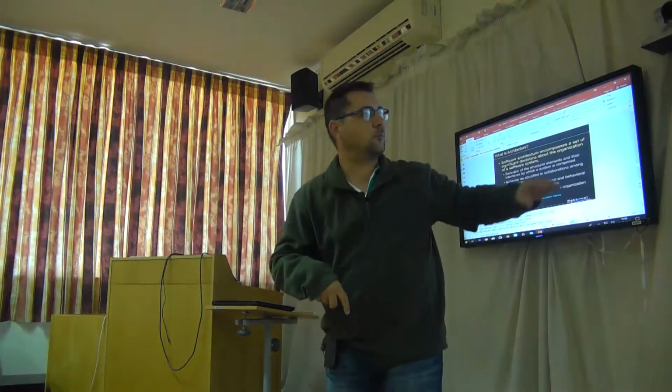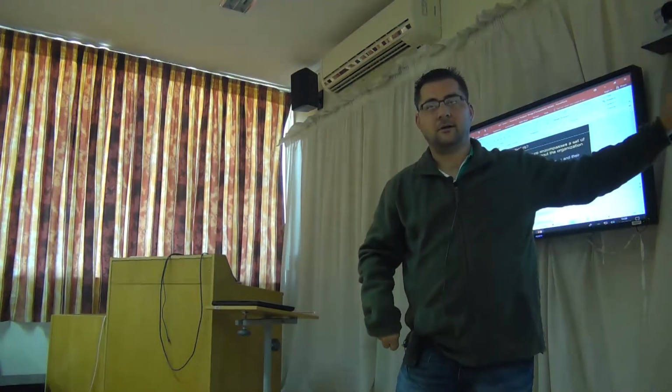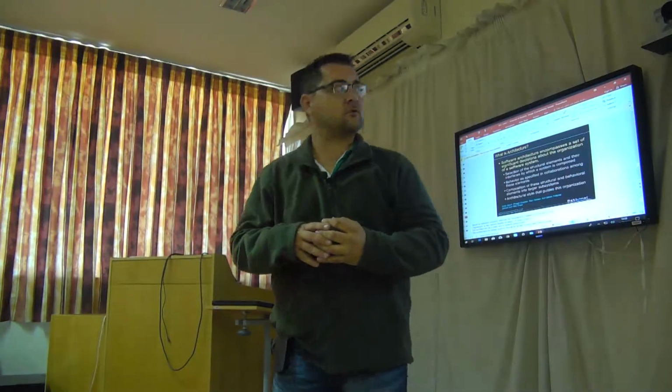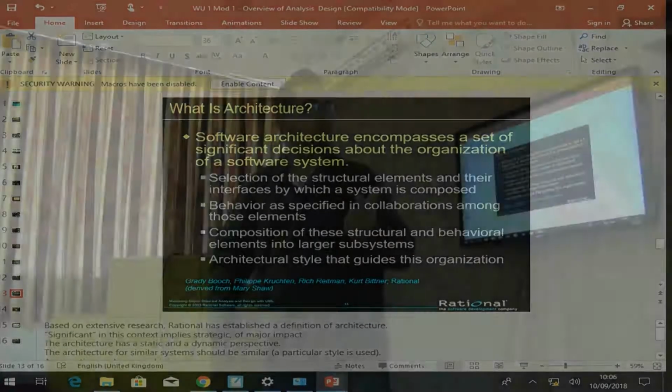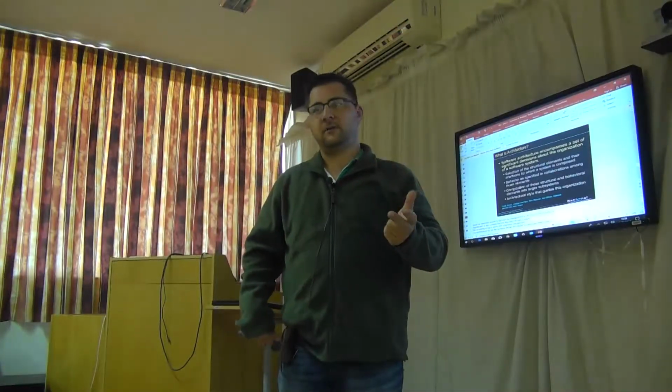This is also important when we're focusing on software systems, that we look at the architecture, because architecture speaks about a set of significant decisions about the organization of our software system. What are these significant decisions? Firstly, the selection of our structural elements. So what type of elements are we going to have? How are they going to be structured? And what interfaces are they going to have?